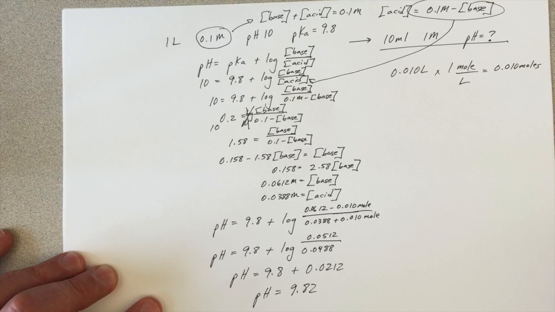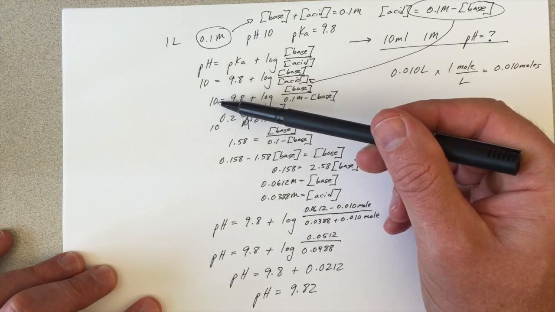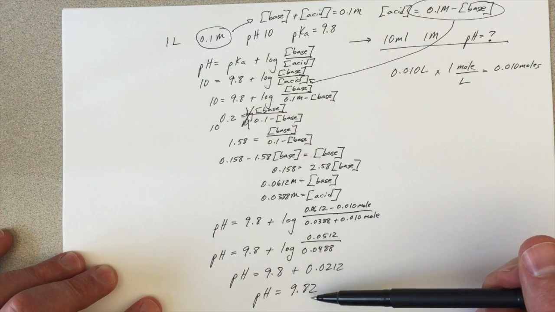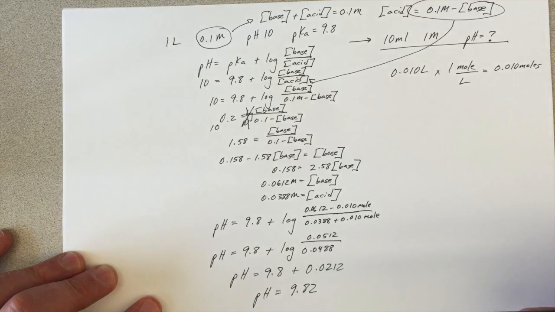Does that make sense? Well, I've added some acid to my buffer. My buffer changed from a pH of 10 to a pH of 9.82. So that makes a little bit of sense.